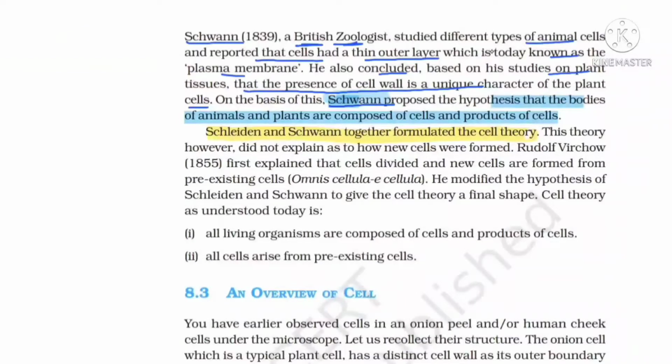But this theory was not able to tell how new cells come about. For this, Rudolf Virchow in 1855 first explained that new cells arise from pre-existing cells. New cells are formed from pre-existing cells, and he gave the name omnis cellula e cellula. Is it clear? He is the one who finally modified the cell theory and gave these two concepts. So I hope up till here you are able to follow better.